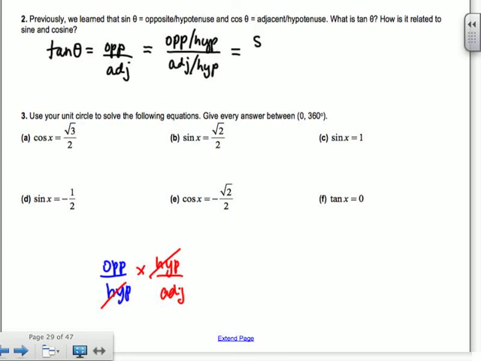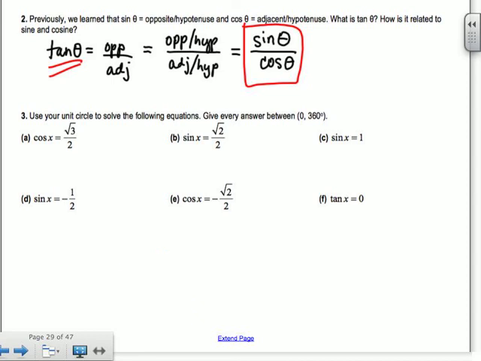So basically I just divided by hypotenuse on the top and the bottom. So opposite over hypotenuse we said was sine of theta. And adjacent over hypotenuse is cosine of theta. So that means tangent is equal to sine over cosine. So tangent of any angle is equal to the sine of the angle divided by the cosine of the angle. Okay, so think about your unit circle. The sine was which value for the points? The second one, the y value. And then the cosine was the x value. So what you're really doing is you're taking your y value and dividing by your x value.